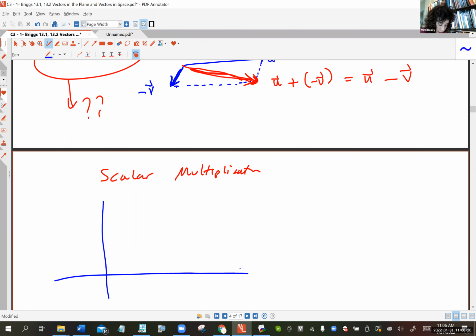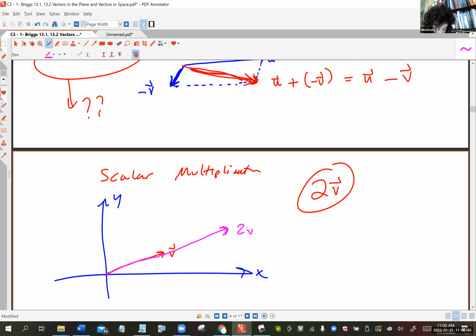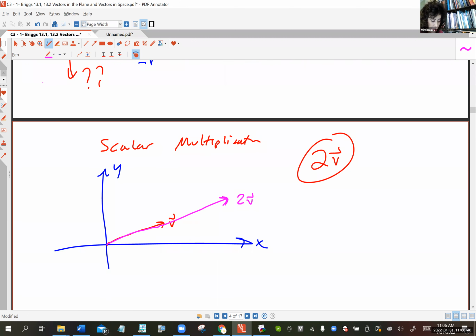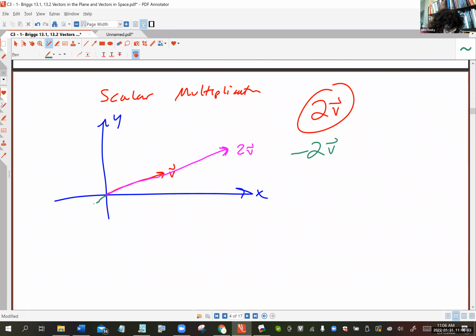So here we are, x and y axes. Let's say you had a vector. I'm just going to draw some old vector in standard position. I don't know, v. If somebody said, I want 2v, what would that look like? That's a scalar multiple of the vector. It would just double the length of v. It would still point in the same direction. It would just be twice the length. There's 2v. What if somebody said, I want to go in the opposite direction? I want negative 2v. Okay, you're going to go in the opposite direction and then also double the length.